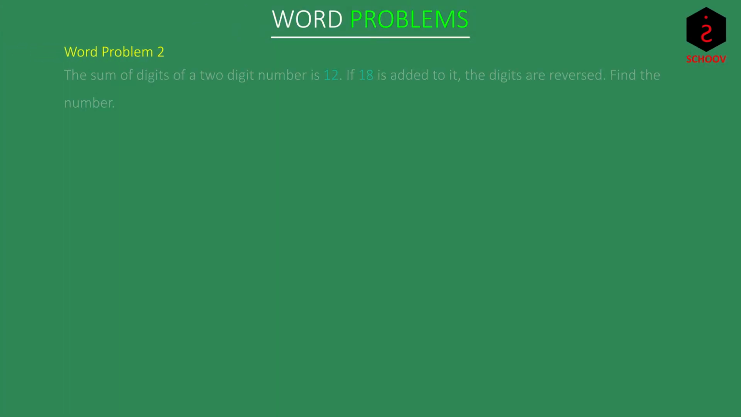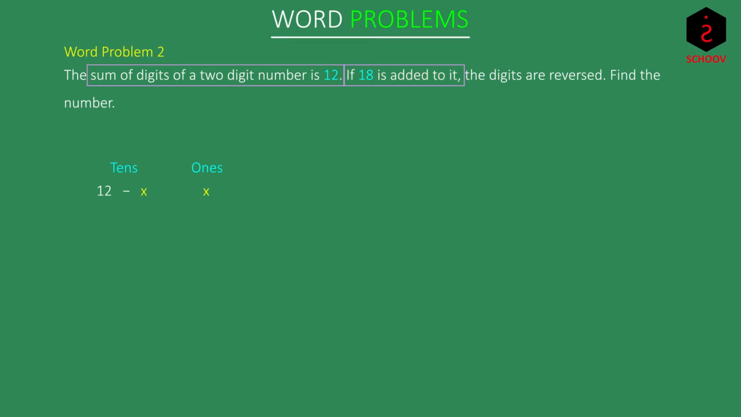Word problem 2. So it says that sum of digits of a 2-digit number is 12. So we don't know the digits. Let's say digit at one's place is x. And since sum is 12, digit at tens is 12 minus x. Further, it says that if 18 is added to it, which means that we have to add 18 to the number, not to the digits. How do we do that? We have to find the number from the digits.